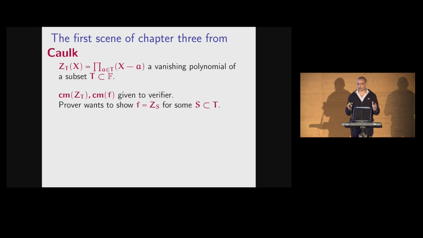And now the prover wants to convince the verifier that this f is actually the vanishing polynomial of some subset S that is contained in T. So if you've played around with quotients, KZG, you can probably think of how you would do this. And the natural way to do this would require an amount of prover operations that depends on the size of T, or let's say T minus S.